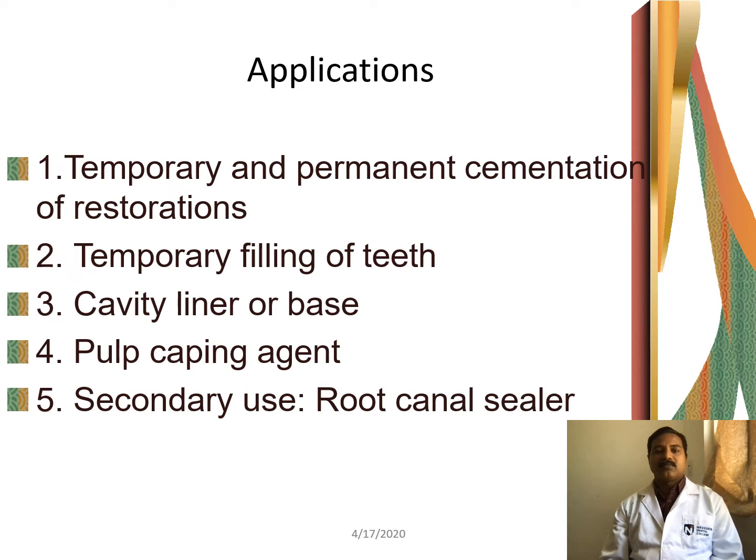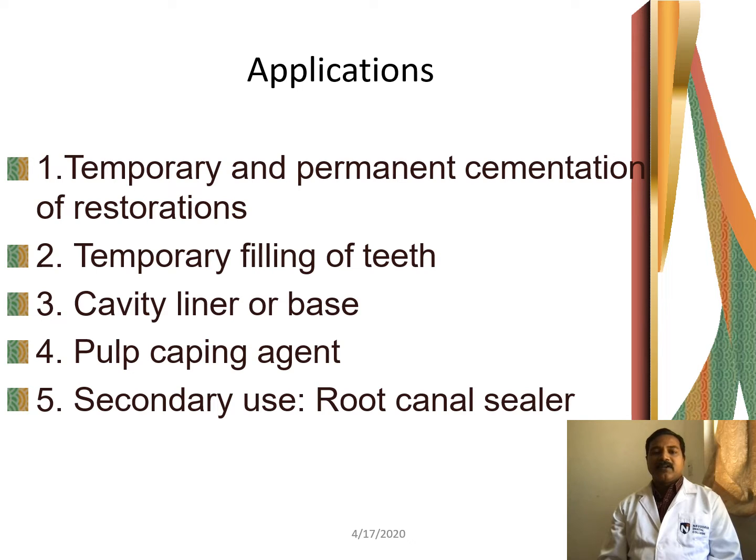That luting is done with different cements, of course. For temporary purposes you can use zinc phosphate and zinc oxide eugenol. For permanent cementation you use glass ionomer cement. In glass ionomer cement there are type 1, type 2 and type 3. For example, type 1 is luting, so type 1 is used for cementation.